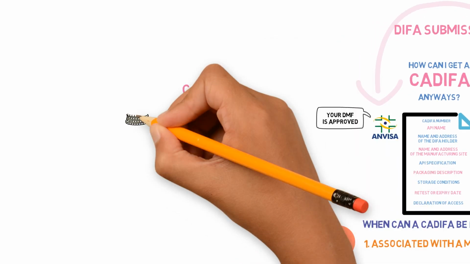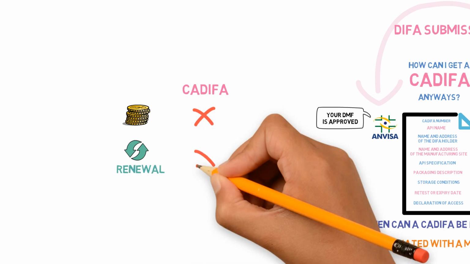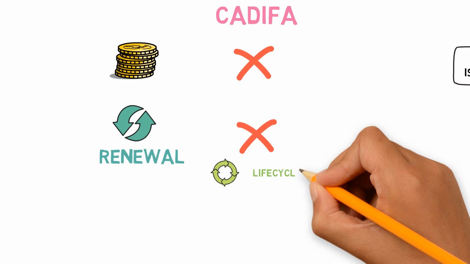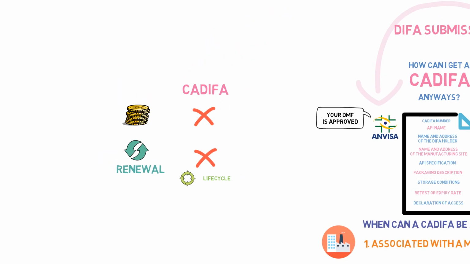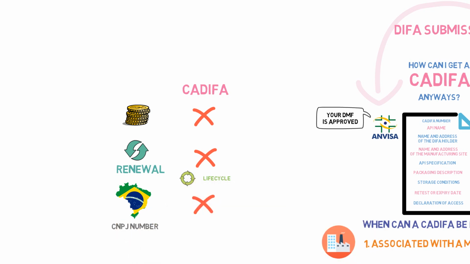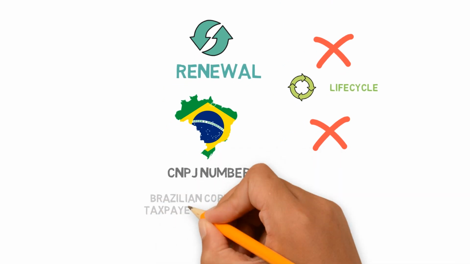There is no fee to obtain a CADIFA and no need to renew it. The CADIFA will be maintained through its life cycle. There is also no need to be legally established in Brazil to obtain a CADIFA. This means that the DIFA holder does not need to have a CNPJ number. This is the Brazilian Corporate Taxpayer Registration Number.